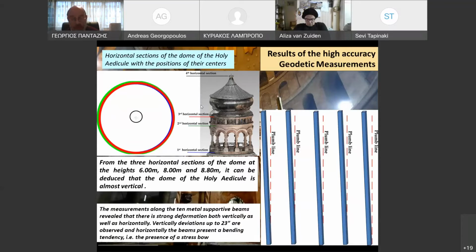These are some results of these measurements. This is the position of 4 different horizontal sections of the dome at different heights. 3 circles were produced, 3 or 4 circles, because one circle is very small. These 3 circles were produced whose centers differ less than 7 millimeters in position.